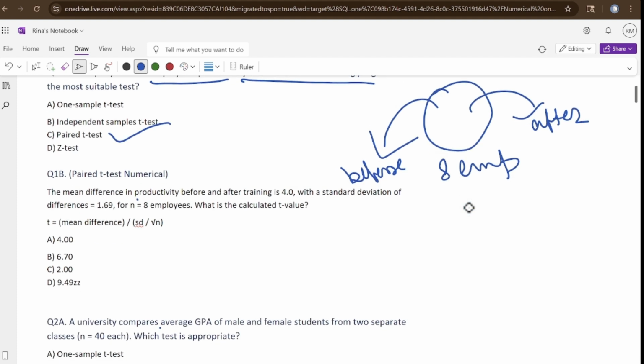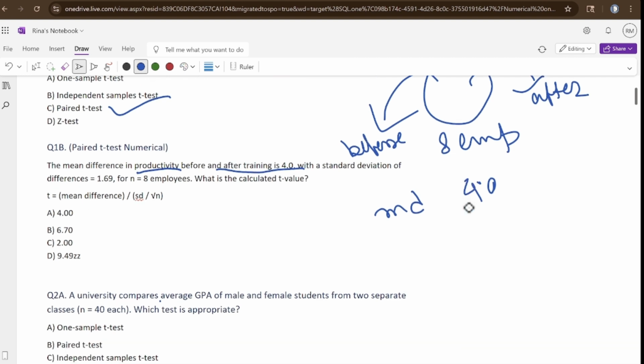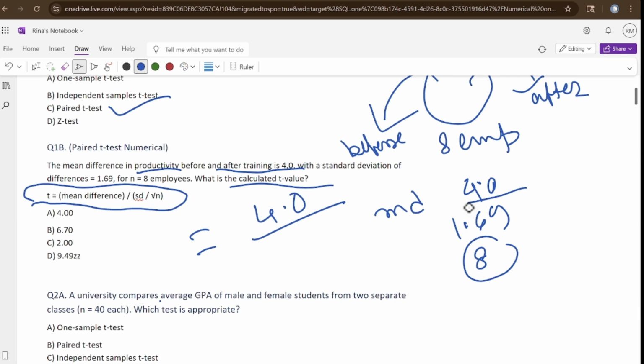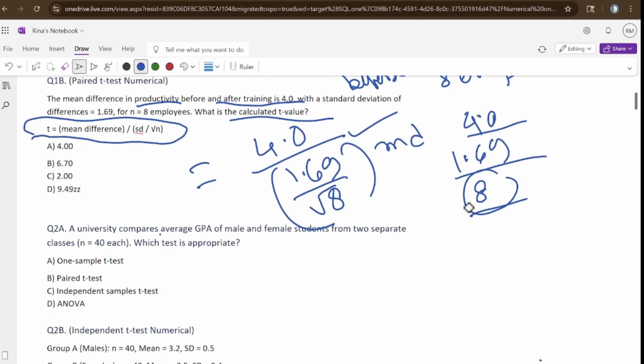Okay. Now let's do a numerical. The mean difference in productivity before and after training is 4.0. Mean difference. And standard deviation of difference is 1.69. N equals 8 employees. So what is the calculated t value? See, this is the formula. Formula you have to remember. t equals mean of differences 4.0 divided by standard deviation of differences 1.69 divided by root over of sample size 8. Okay. Now you have to use the calculator and you can calculate.